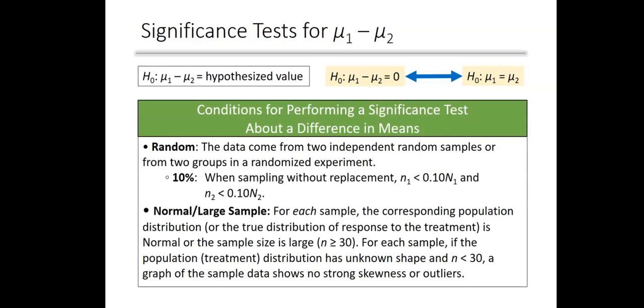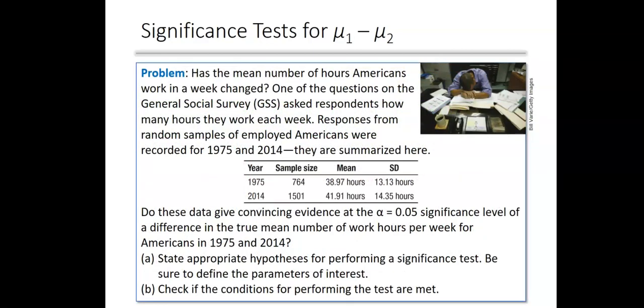Conditions are basically the same as they were for the one sample t-test. So no change, except you have to do it for both samples. So you have to explicitly say the sample size is less than 10% for the first group and for the second group. And same thing for random, same thing for large sample. Here's the painful part. If you have to draw it for one, you have to draw both. So you might have to draw two graphs. That can be painful. Let's just check the conditions here.